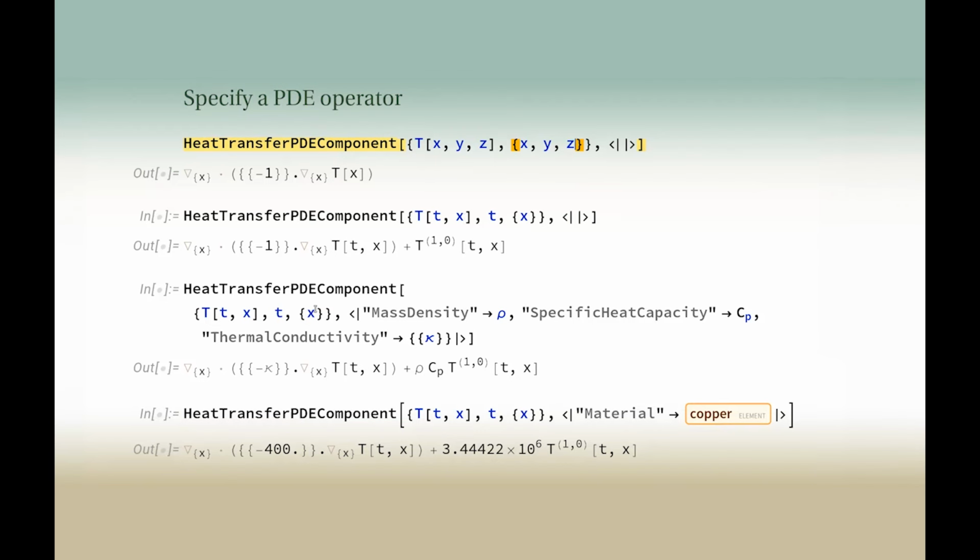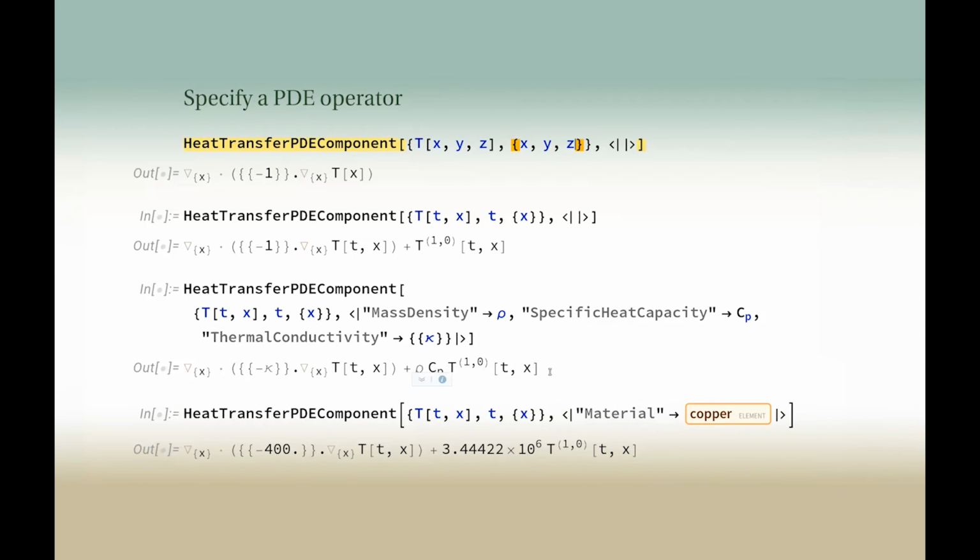Now, again, a time-dependent setup, but now we specify specific parameters like a mass density, specific heat capacity, and the parameters that you can specify are all listed on this heat transfer PD component reference page. So you can look at those. So here you see how these parameters, the thermal conductivity is this coefficient that enters here, the specific heat capacity and the mass density enter here. So that's the way to do it.